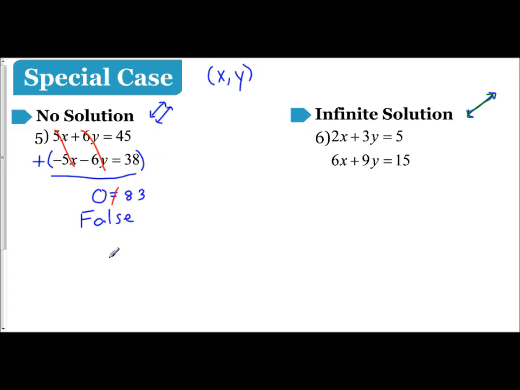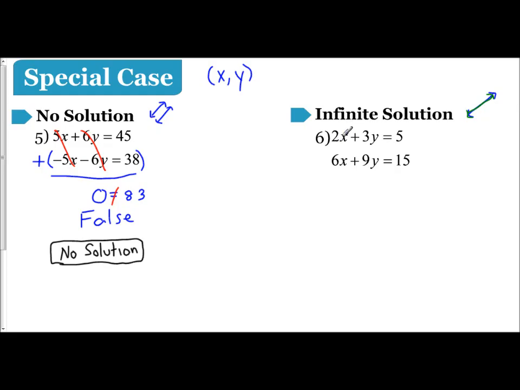And so since 0 will never equal 83, the lines will never intersect. And so that means this is an example of no solution. So a false statement means the lines will never intersect each other. So it's a no solution example.